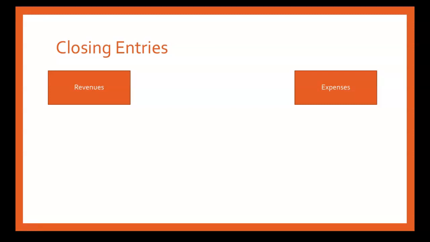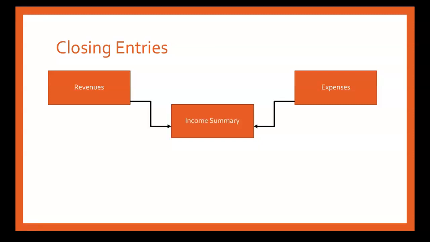So our revenues and our expenses are closed to one specific account, and that account is called income summary. This is an account that is only open during this closing entry process. So we will first close our revenues to income summary, and then we will close our expenses to income summary. Once we do that, we then would have a balance in income summary.